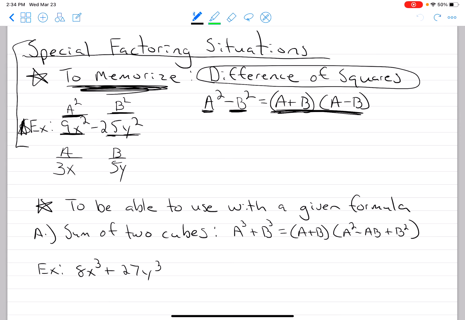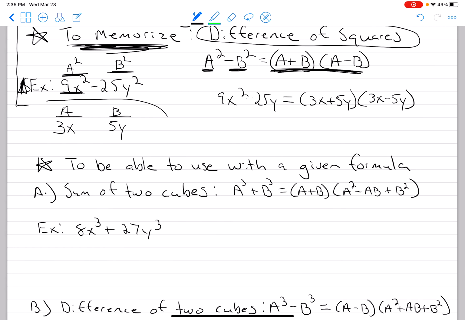And I'm going to get rid of some of this crazy writing. We'll just put back B being 5y. To factor this, I just go, well, A is 3x, B is 5y. So to factor 9x squared minus 25y squared, that would equal A plus B, 3x plus 5y, times A minus B, 3x minus 5y. All right? It's going to be really important that you write down what A and B actually are. I know it seems trivial and silly, but it's going to help you in the long run.